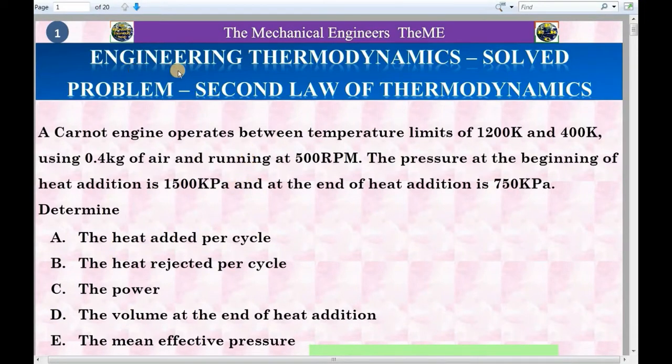Today's topic is engineering thermodynamics. So in engineering thermodynamics, I'll be explaining a numerical problem from the chapter Second Law of Thermodynamics.